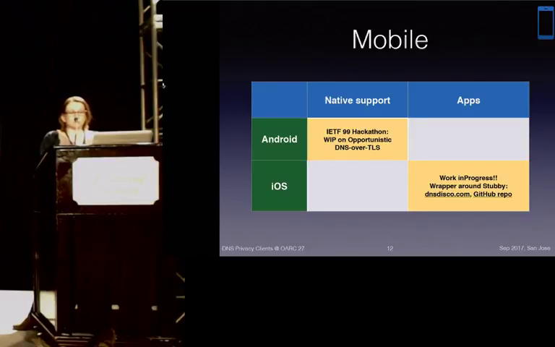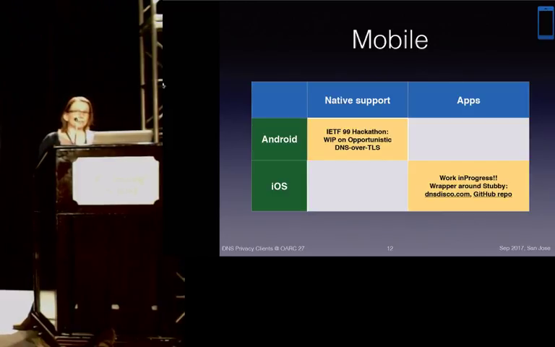For mobile, what I want to report is some very interesting work that was done at the last IETF hackathon by the folks from Android. They did a proof of concept of the opportunistic version of DNS over TLS. My understanding is they've taken that work forward, and they're very much thinking of having it in an upcoming release on Android. There's no date on that yet, but my understanding is it will happen.